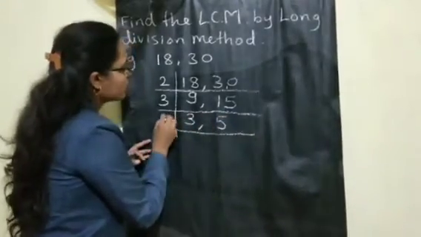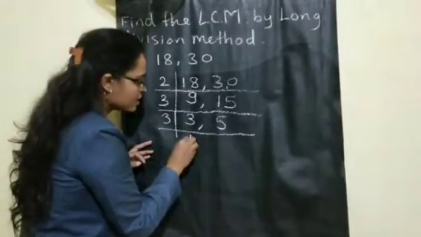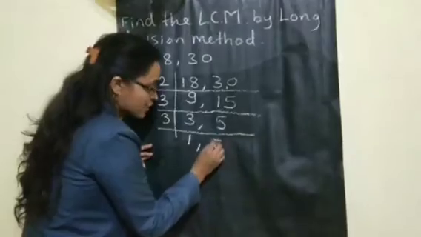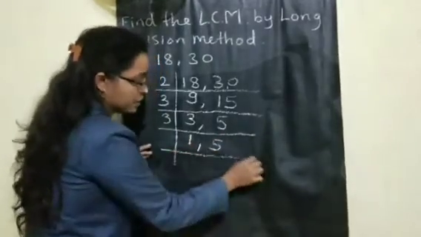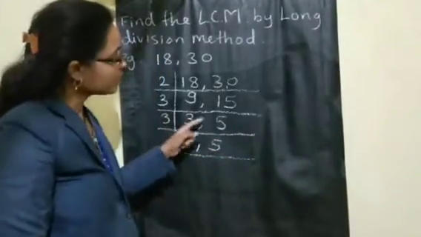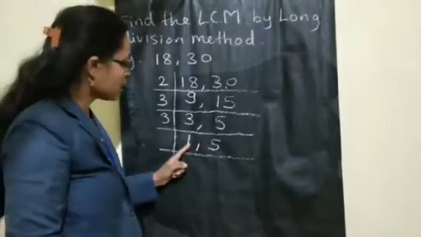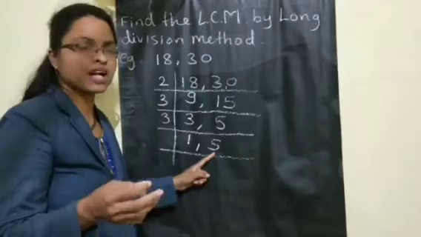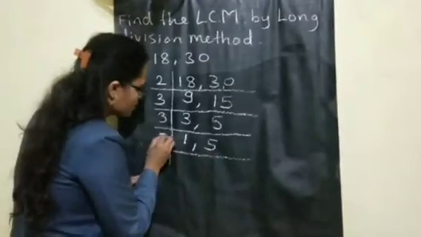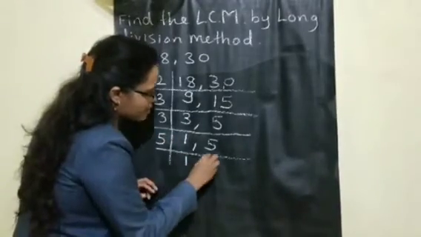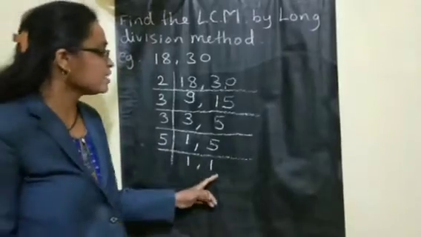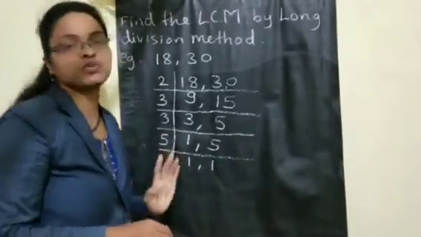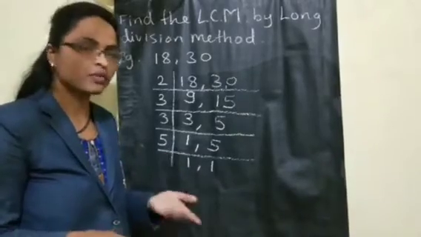Then go again for 3 only. 3 ones are 3. Can you divide 5 with 3? No. Then as it is, continue. If you cannot divide a number with that table, then continue with that same number. Now, here we got 1, but here 5 is a prime number. We have to divide with 5 only. So write here 5, and 5 ones are 5. Till we get 1 everywhere, we have to continue the division with different prime numbers.